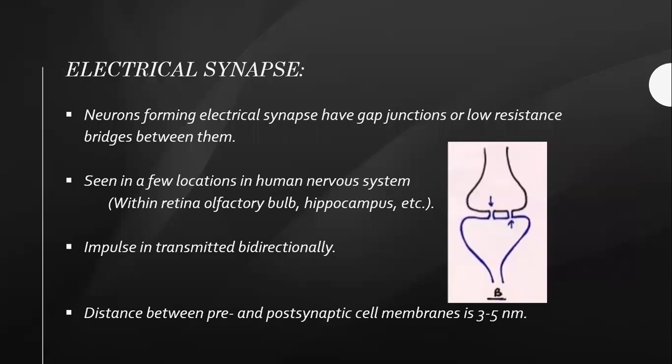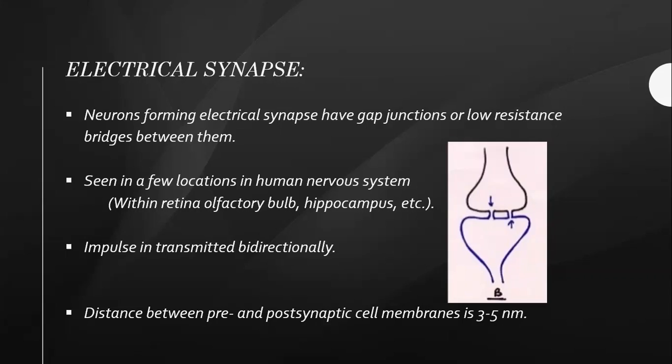Now let's talk about electrical synapse. Neurons forming electrical synapse have gap junctions or low resistance bridge between them. These are seen in few locations in the human nervous system. Like we can find these electrical synapses in the retina, olfactory bulb, and hippocampus in humans.